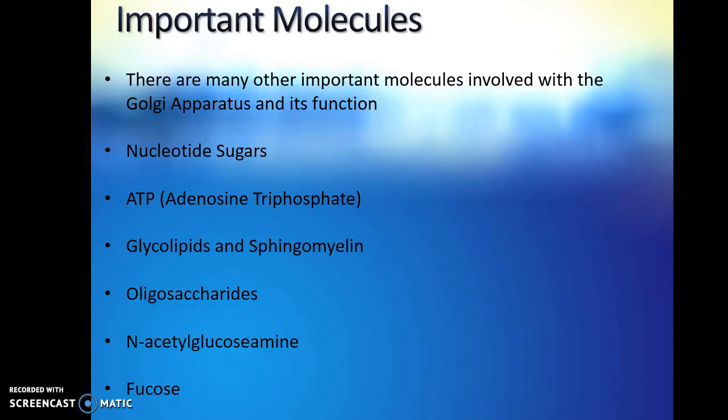Adenosine triphosphate is a required import into the Golgi apparatus as well for the process of phosphorylation of molecules. Glycolipids and sphingomyelin are synthesized within the Golgi. Oligosaccharides, N-acetylglucosamine, and glucose.